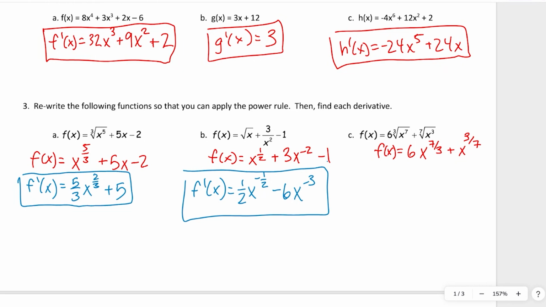For part C, 7/3 times 6, 7 times 6 is 42, so 42/3 times x to the, 7/3 minus 1 would be minus 3/3, that's going to be 4/3, plus 3/7 times x to the negative 4/7.